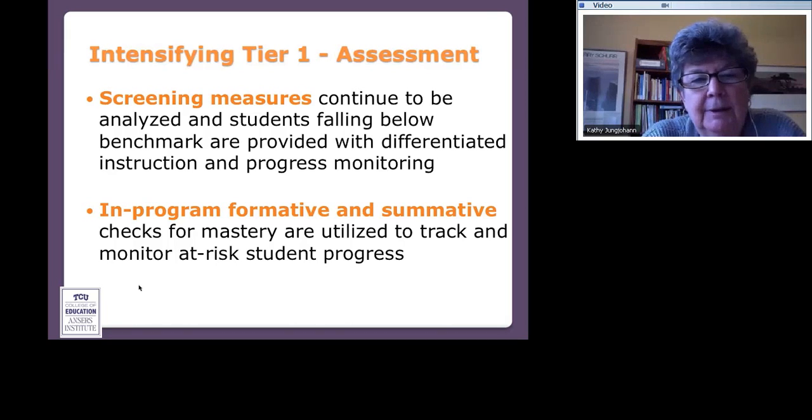Another aspect to look at would be the expectation that teachers themselves, either in grade level meetings or as professional learning communities, are looking at the data that they're collecting in Tier 1 and evaluating student progress, and if they have students who aren't meeting their expected goals, that they engage in some problem solving around how they can help students and support students within Tier 1.